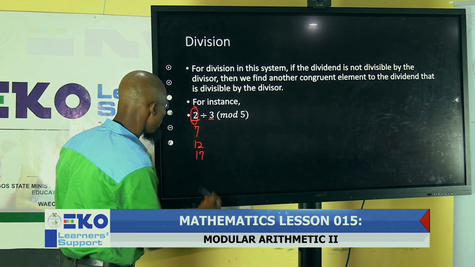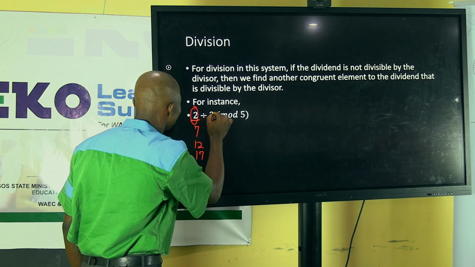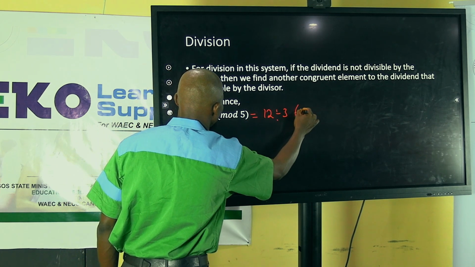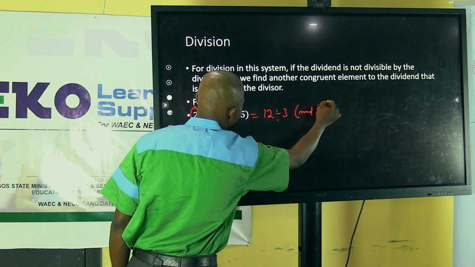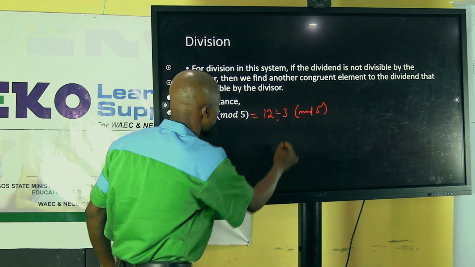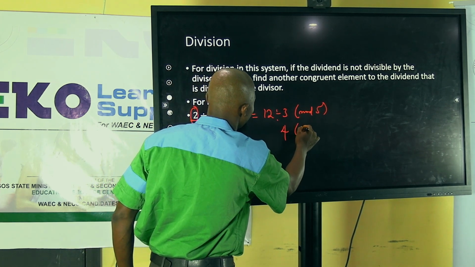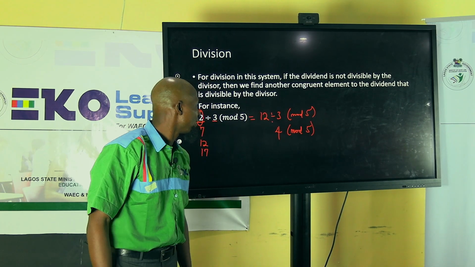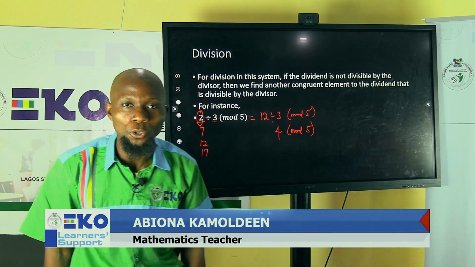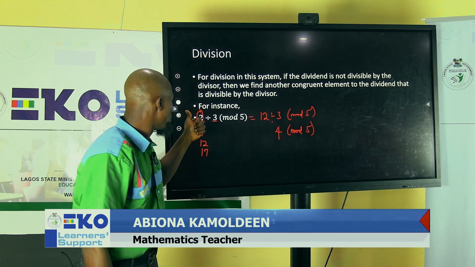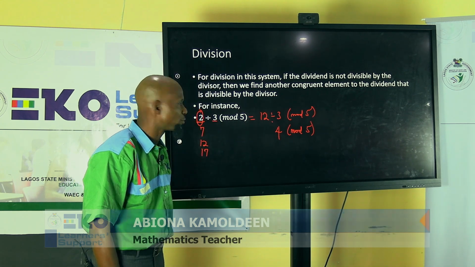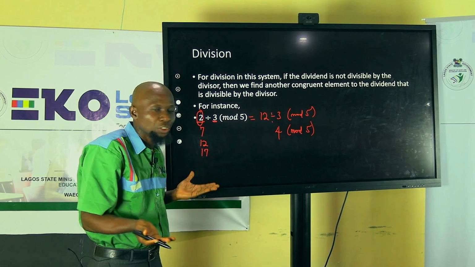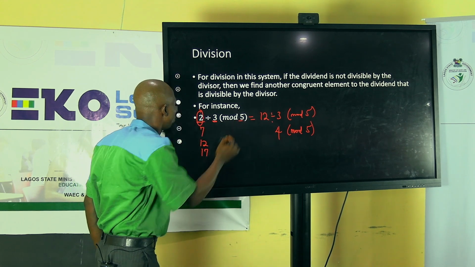Good. So from that, you say 2 divided by 3 is the same thing as 12 divided by 3 modulo 5. And that is what? 4. So the result is 4 modulo 5. I hope you get that. So anything at all you need to divide, you make sure that the dividend is what? Is divisible by this. And if it is not divisible, you continue to add multiples of the modulo.